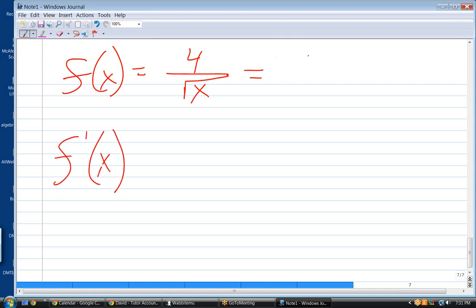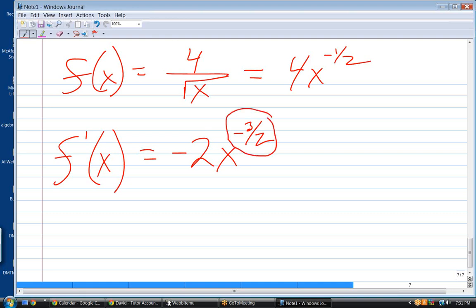X to the negative 1 half. Now take the power rule and apply it. Negative 2x to the negative 3 halves. I would leave it as an improper fraction. When you're talking exponents, this is actually much easier to interpret than 1 and a half is.